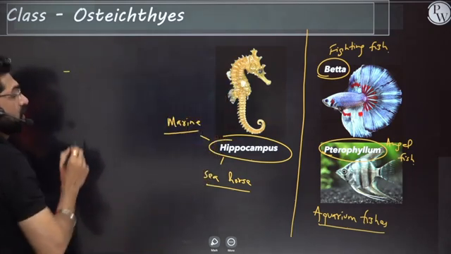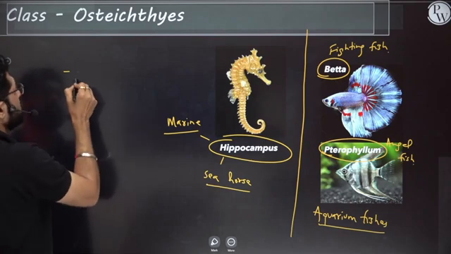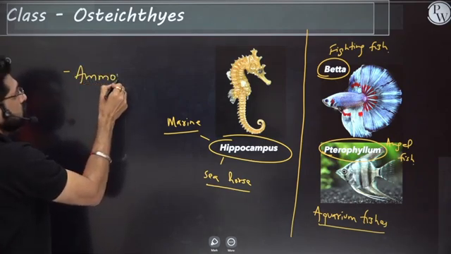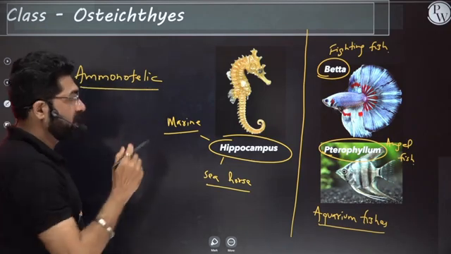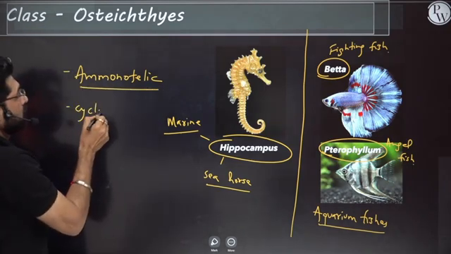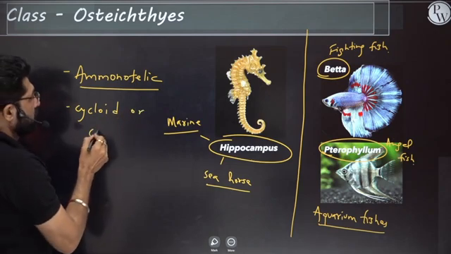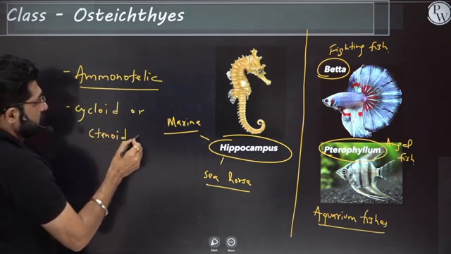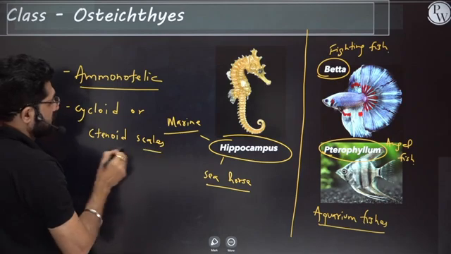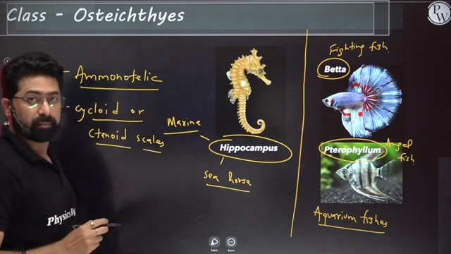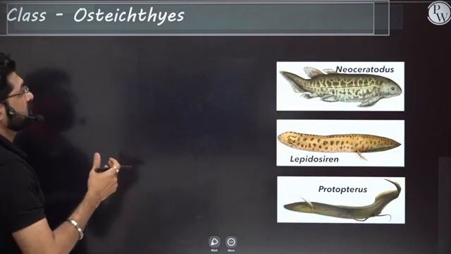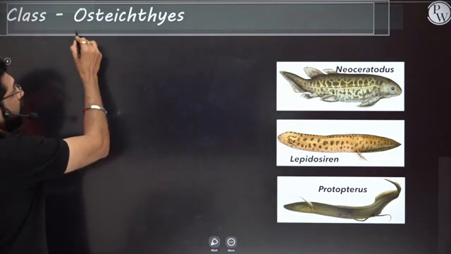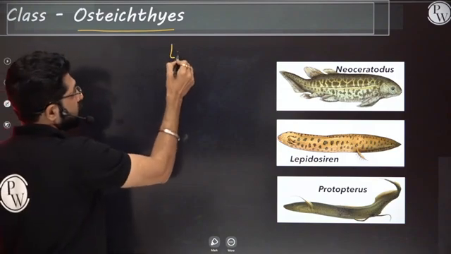So for osteichthyes, some few points more you can write. Mostly they are ammonotelic. The scales in them are cycloid or ctenoid. Clear to you? Let's move further with the next class of osteichthyes, and we will talk about some lungfishes.